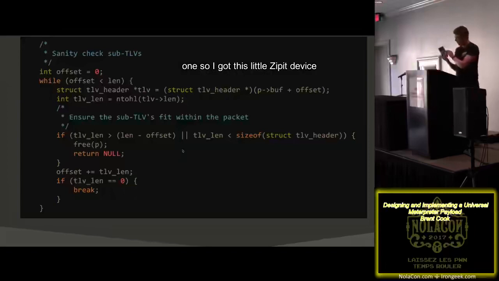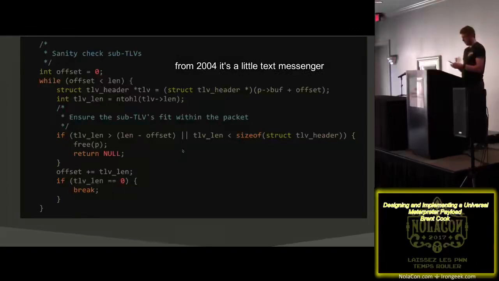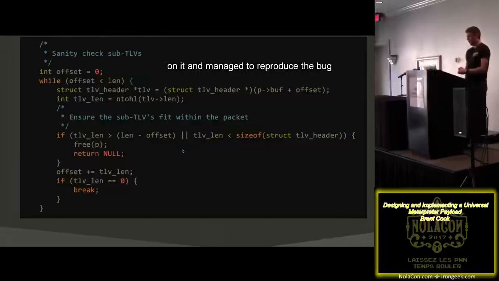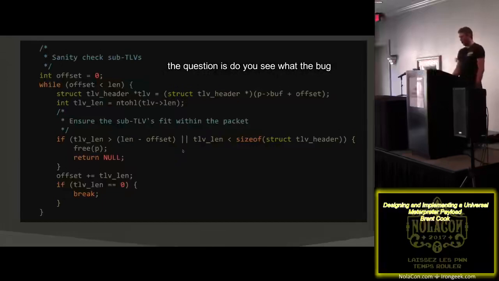The problem, of course, was that I didn't have one. So I got this little Zip It device from 2004. It's a little text messenger for kids, so they can basically text their friends. It turns out it runs Linux, and you can just pop a little SD card over here and replace the whole OS with your own. So I put Debian on it and managed to reproduce the bug.